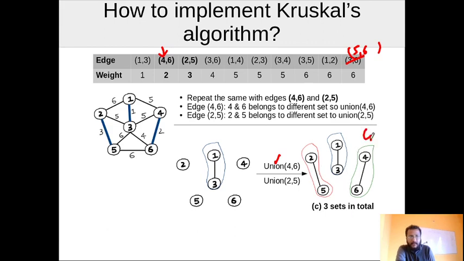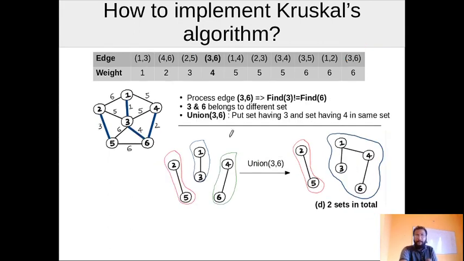So this is a green set. 1 and 3 are already in a blue set. Similarly with 2 and 5: 2 belongs to a different set, 5 belongs to a different set. So I union them, and 2, 5 come in the same set, called the red set. So now I have 3 sets in total: red set, blue set and green set. Now we'll see how a cycle is detected.